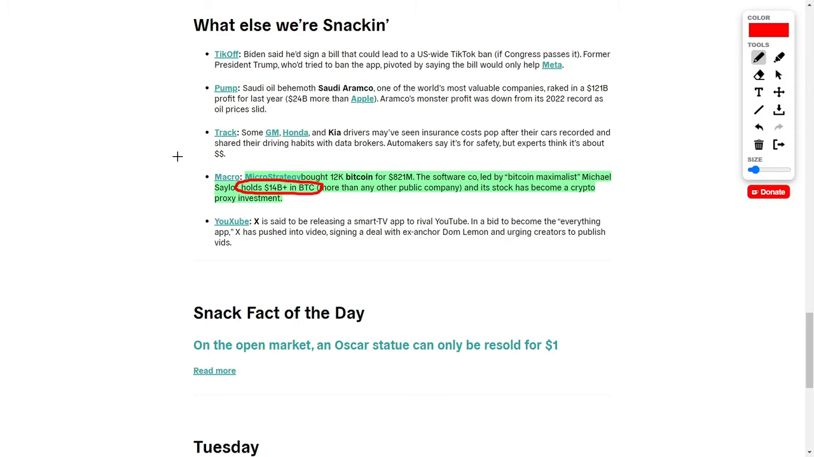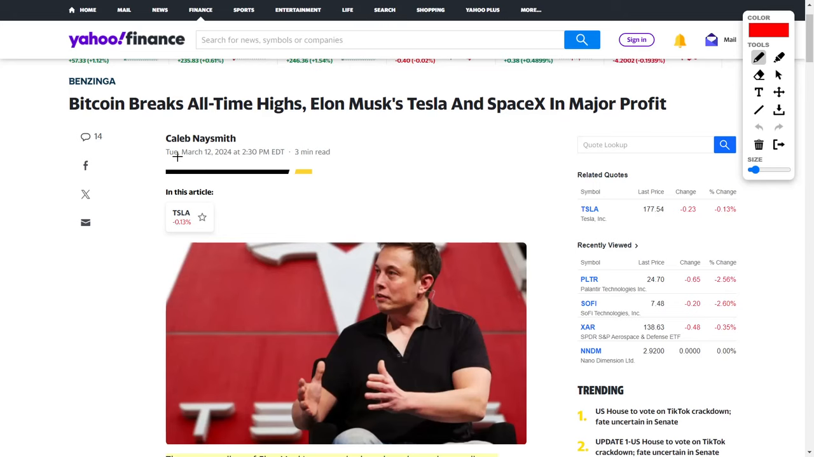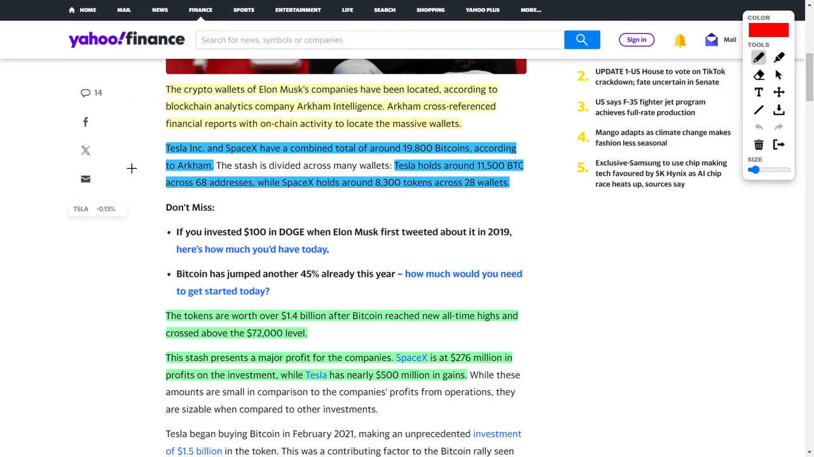However, it seems that MicroStrategy is not the only company that is hoarding Bitcoin right now. We also see Elon Musk's Tesla and SpaceX bringing in massive profits from their investment into Bitcoin. For some background, apparently the crypto wallets of Elon Musk's companies, which would include Tesla and SpaceX, have been found by Arkham Intelligence. As the story goes, Arkham cross-referenced financial reports with on-chain activity to locate these massive wallets.